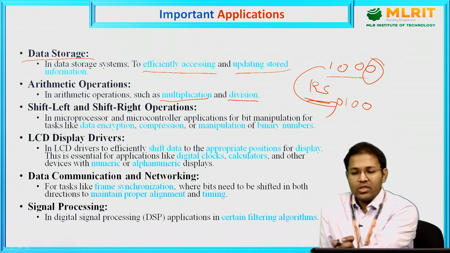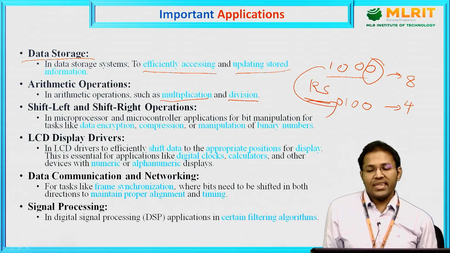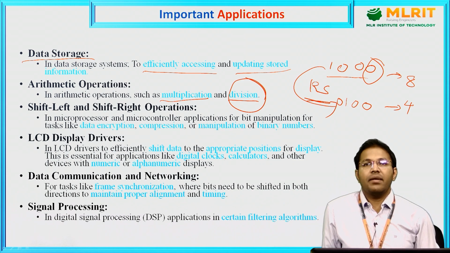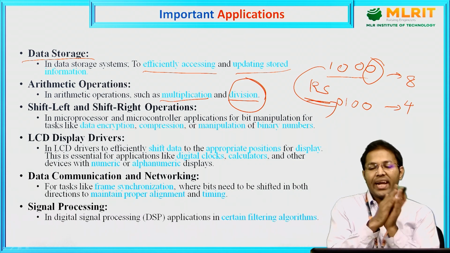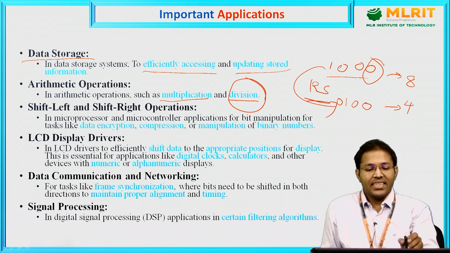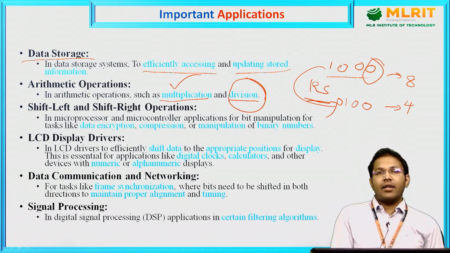0 0. So this, if you see, the decimal equivalent is 8 and this, if you see, the decimal equivalent is 4. So what operation is taking place here? Division operation is taking place. When we do right shift, division operation, in fact divided by 2. Likewise, you can analyze, if you do left shift, it will give you multiplied by 2. So, arithmetic operations can be performed using bidirectional shift registers.